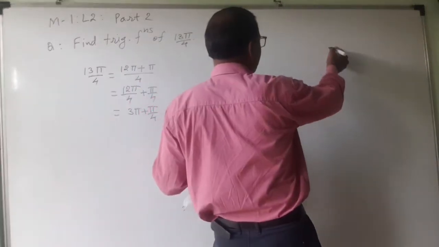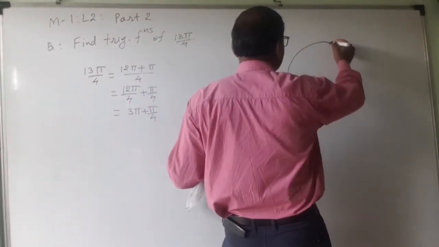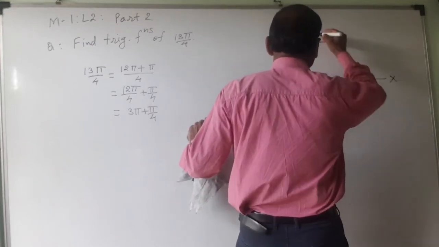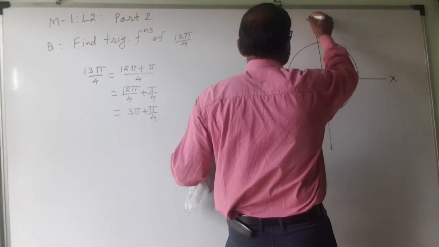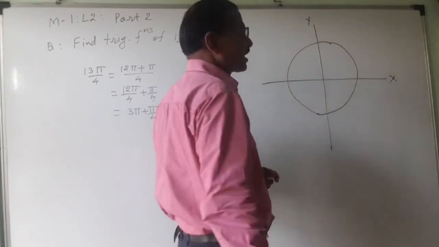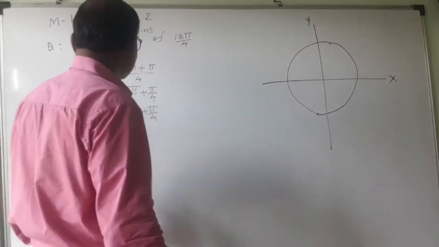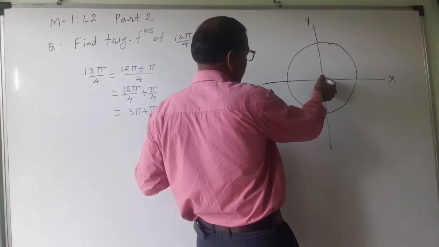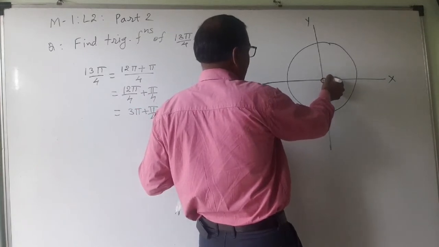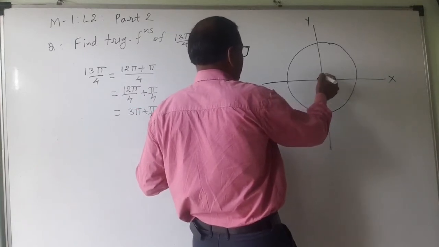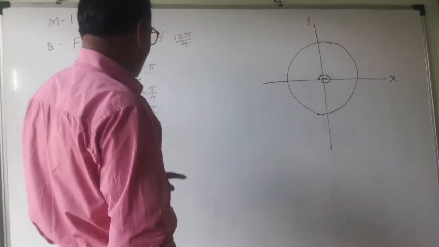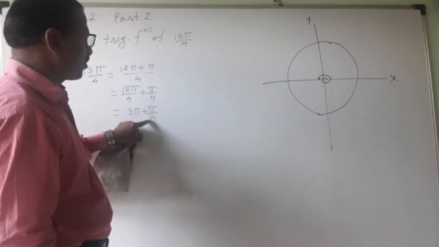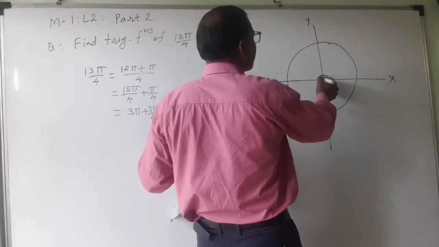So I will draw the unit circle. This is the unit circle. This is the x-axis. This is the y-axis. The radius of this circle is 1. Now this is 3 pi. Pi means 180. This is 1 pi. This is 2 pi. And this is 3 pi. Here this will complete 3 pi. And above that I have to go pi by 4. Pi by 4 means 180 upon 4 is 45. So I will come here.